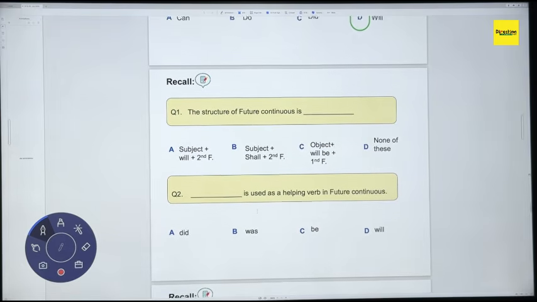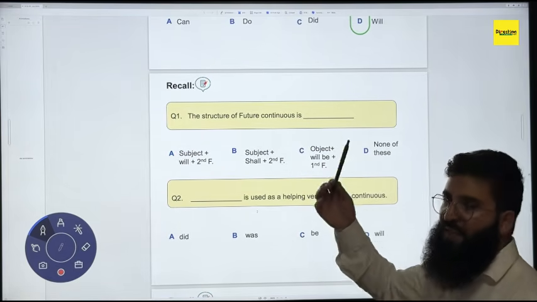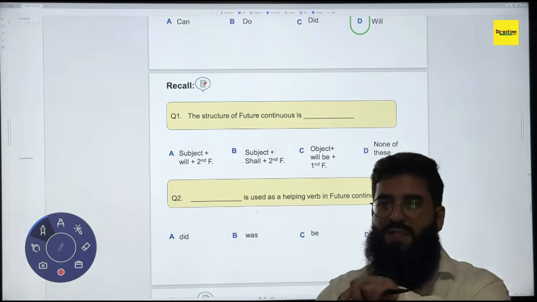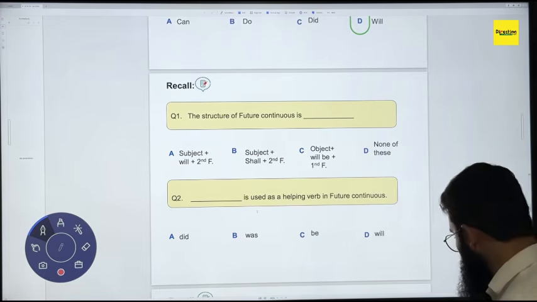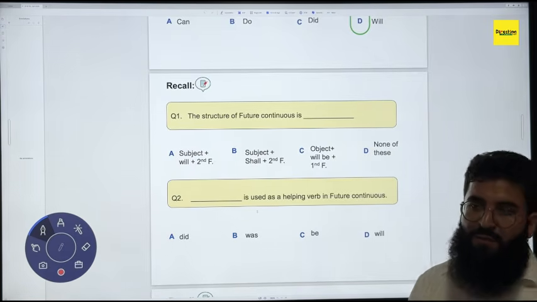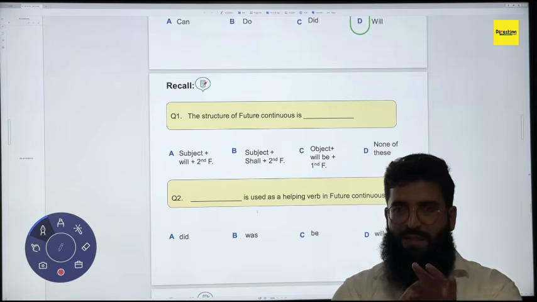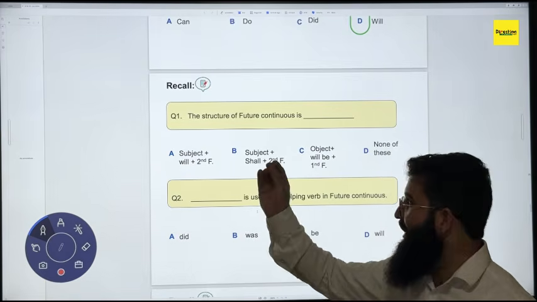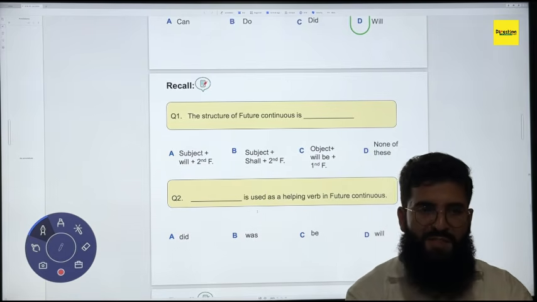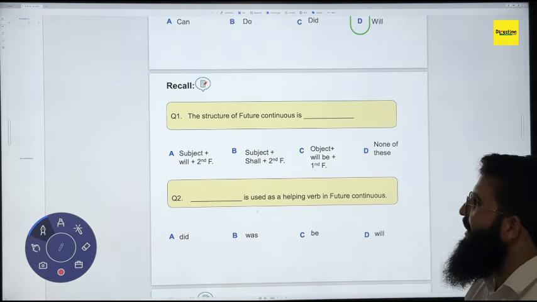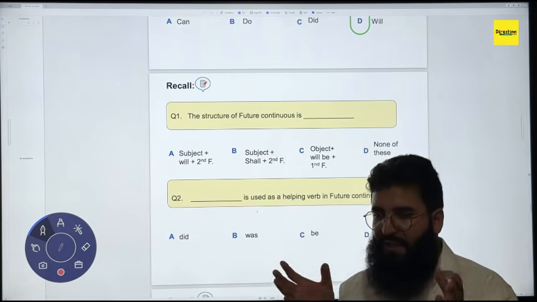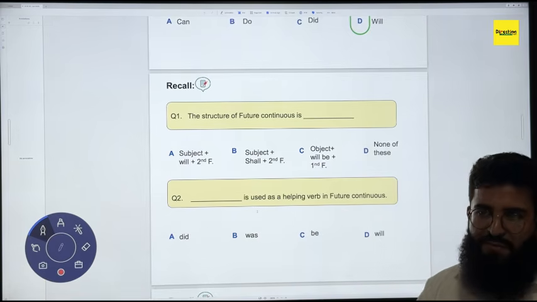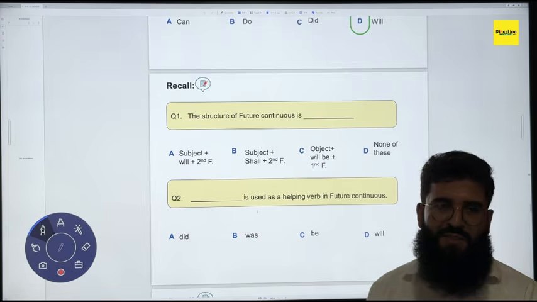Now the next question is the structure of future continuous. Whenever you hear the word continuous, which form to use? First, second, third, or ing? Ing. Whenever you hear the word perfect, will you use first form, second, third, or ing? Third form, obviously. The second form is only used in past simple, and the first form is used in present simple and future simple. If you listen to that clearly, understand and analyze it, then it's not difficult. It's only these four forms you have to adjust.